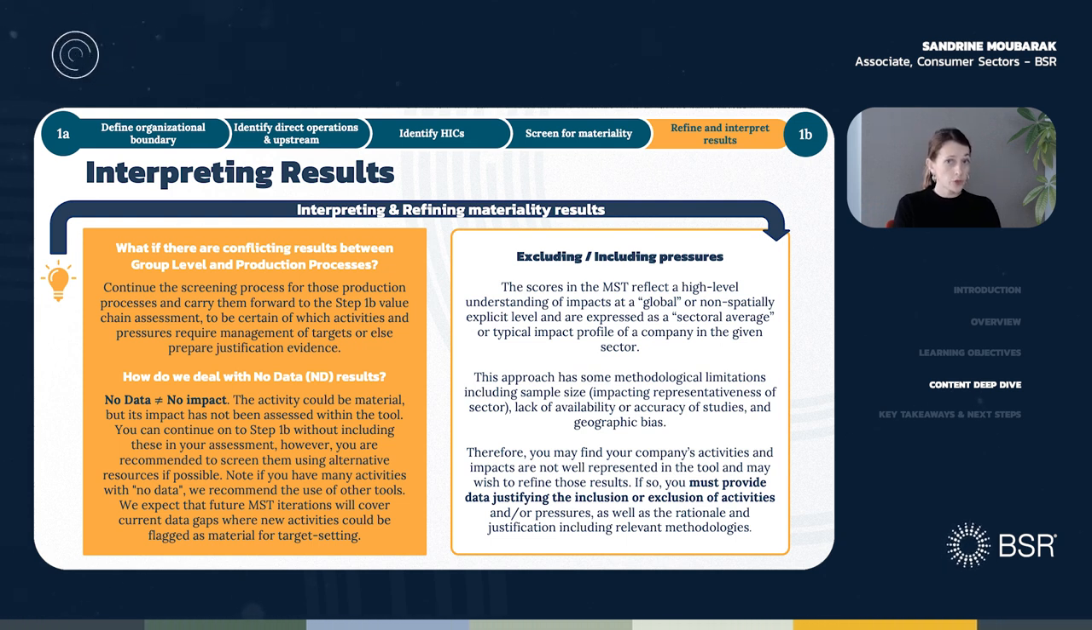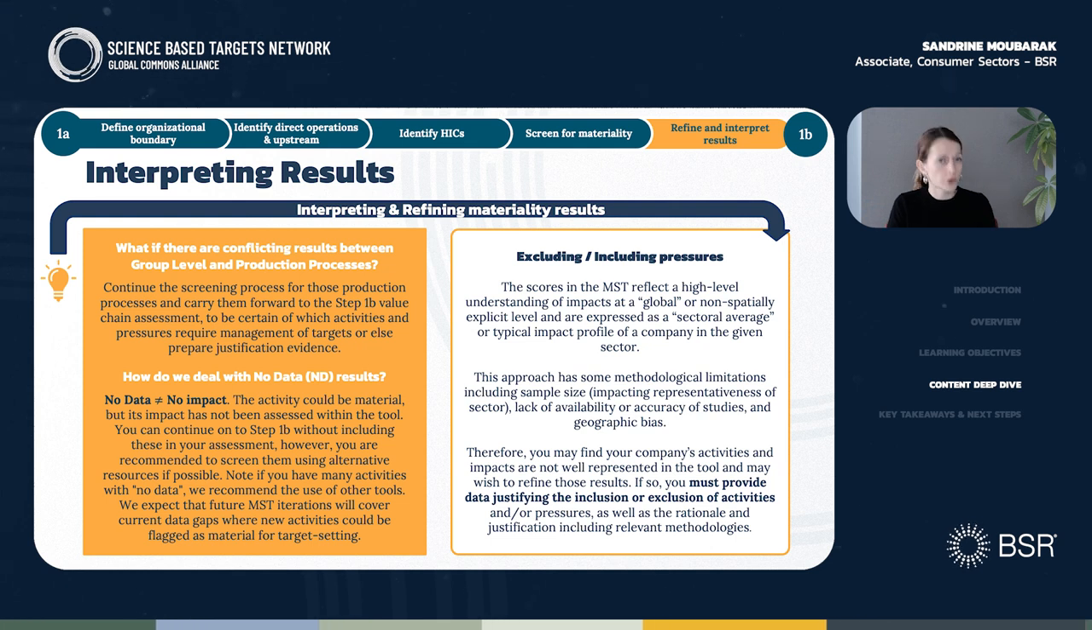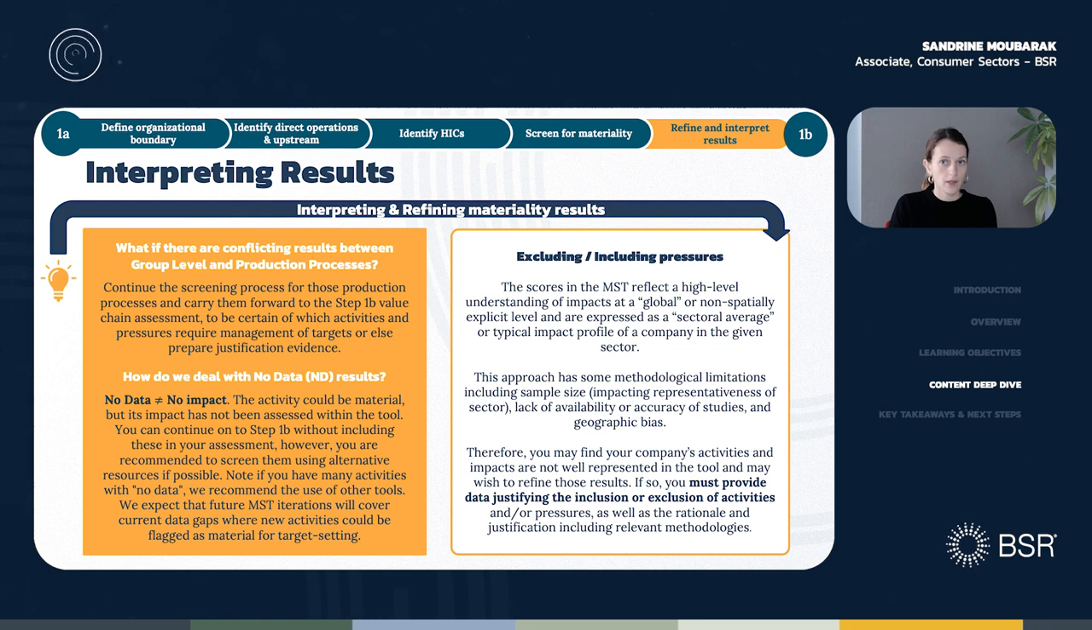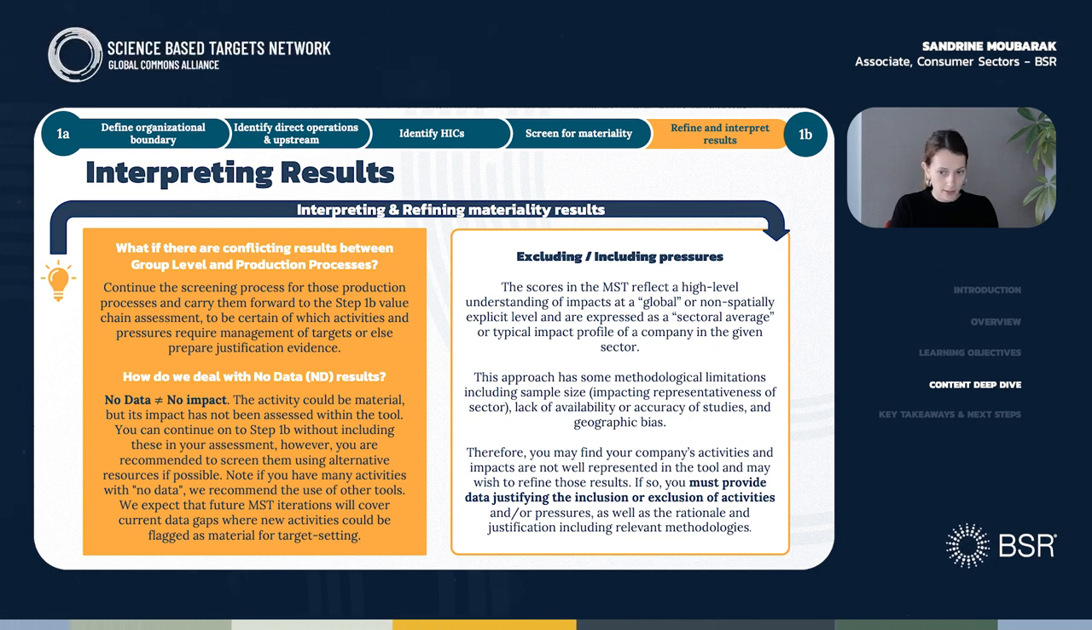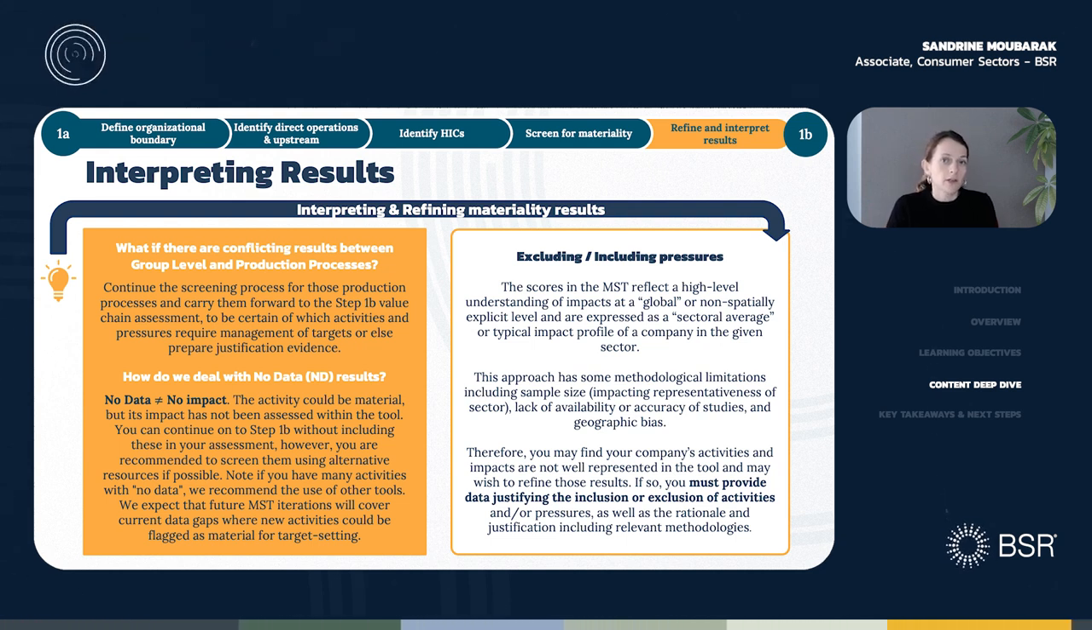As for no data values for a specific pressure, companies that don't assess that pressure in 1B will still be able to meet the validation requirements. However, the no data does not mean no impact, and we expect that future iterations of the MST will cover these data gaps. That means that a future round of screening could reveal these activities to be material and required for assessment and target setting. Therefore, it's strongly recommended to submit evidence to justify the inclusion or exclusion of activities based on information gathered by your company.